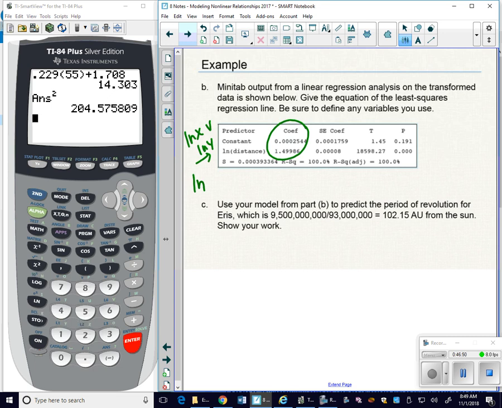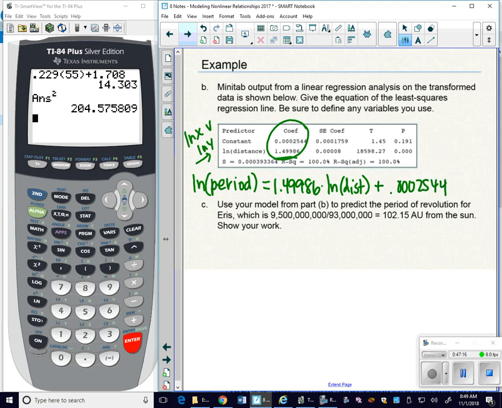So y in this case was the period. So I'm taking the natural log of the period is equal to, and so my slope is going to be 1.4, I'm going to just go ahead and write all the numbers here, 0.9986. The x variable in this case is the natural log of the distance, and that's going to be plus 0.000254. So that is the least squares regression equation.